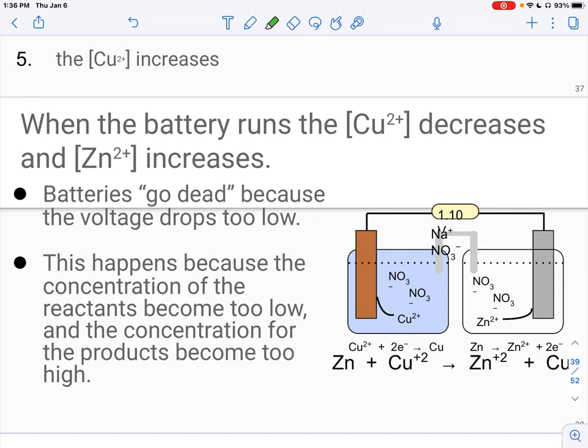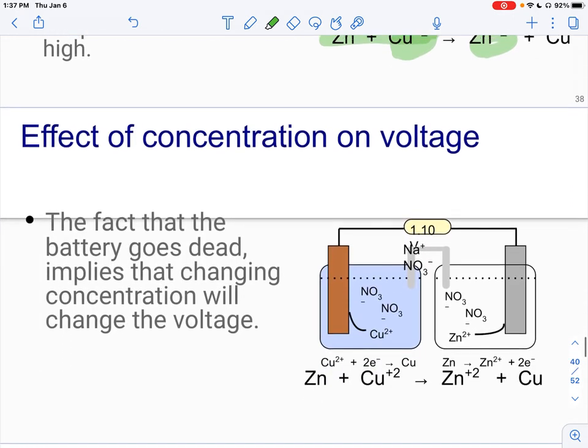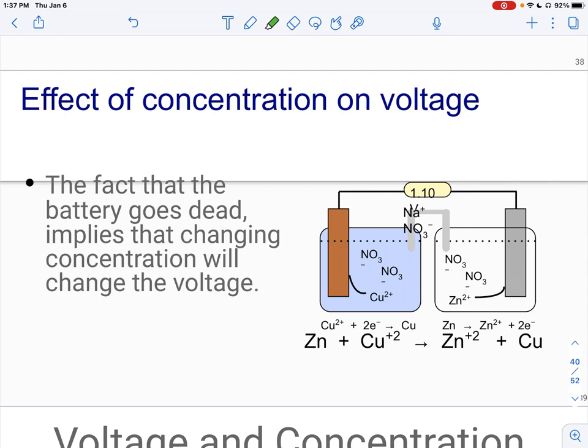Batteries go dead when the voltage is too low. The concentration of the reactants becomes too low. So the reactants here are zinc and Cu2+. And the concentration of the products becomes too high. So when the Cu2+ gets too low, because it's getting lower and lower, and the Zn2+ gets too high, that is when the battery voltage stops. So changing the concentration will change the voltage.